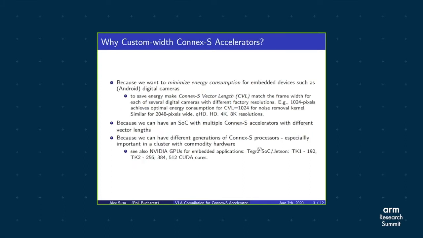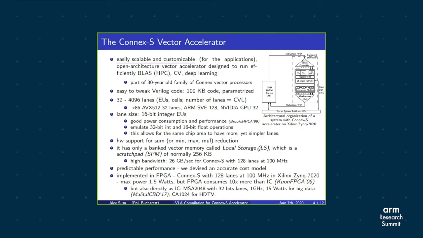The reason we do VLA compilation for custom width accelerators is Connex-S can save energy if its width, also called vector length or CVL, matches the main running applications, for example for digital cameras of different factory resolutions.